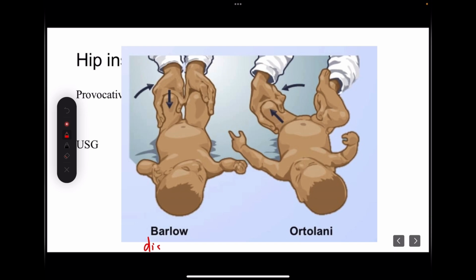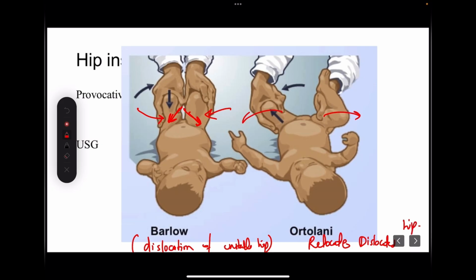Barlow is dislocation of an unstable hip. You adduct both the thighs and put pressure from the medial side, so you are trying to dislocate the hip. In Ortolani, you relocate a dislocated unstable hip. So we abduct both the hips and we put pressure from out in, so that we are trying to relocate the dislocated hip. And obviously if the child is at high risk, 5F we have already discussed, then we have to do a screening ultrasound for this child.